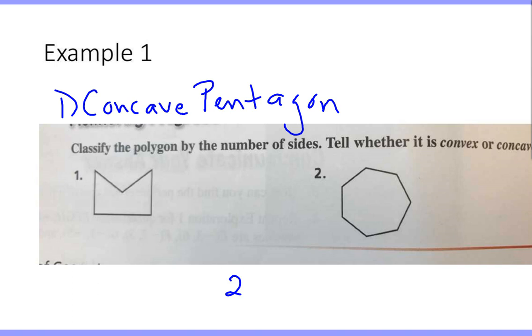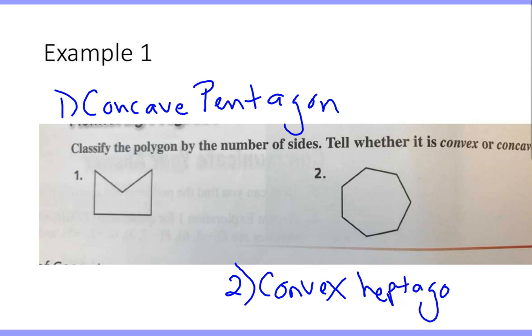Let's take a look here at number 2. I've got 1, 2, 3, 4, 5, 6, 7. And since if I drew a line through any of my sides, it would not go through the interior, that would be considered a convex heptagon, or 7 sides.